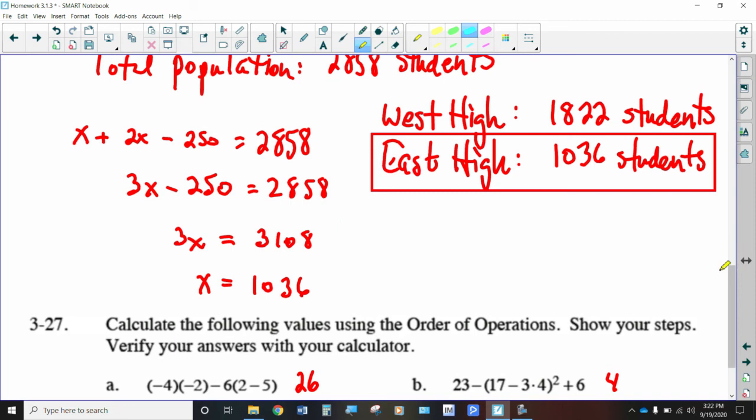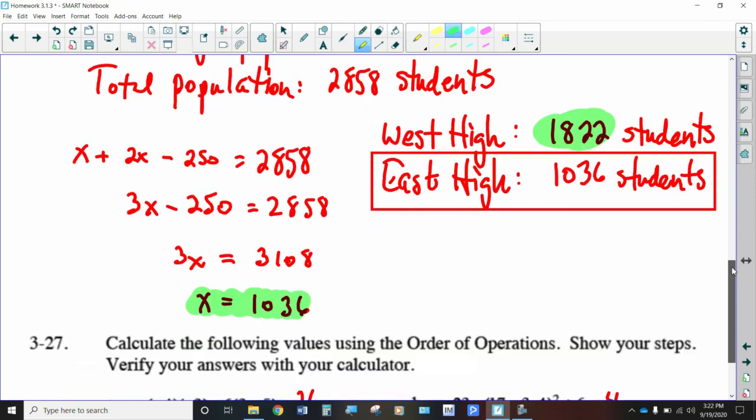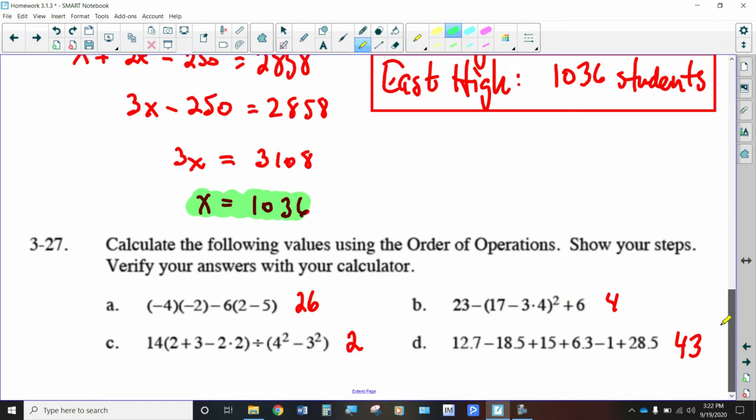So that tells us the population of East High. So now, when you double that number and then take away 250, then you would get this number right there. Go ahead and double check that with your calculator and it's going to work.